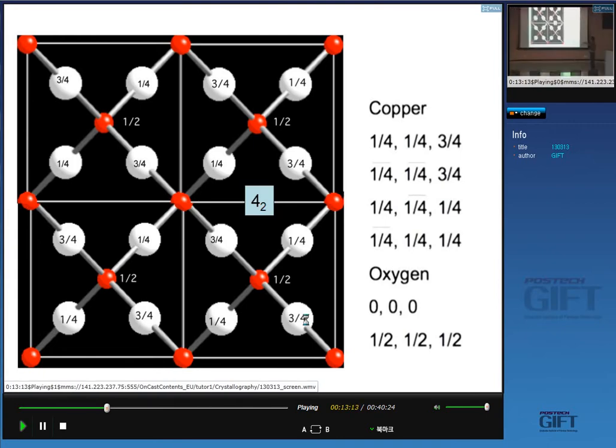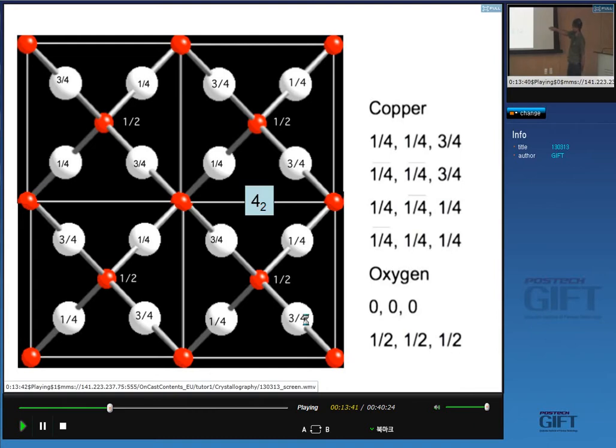So a fourfold screw axis is labeled 4_2, and 2 divided by 4 is a translation of 1/2. Is everyone happy with that? So rotate by 90 degrees and translate upwards by 1/2, and you end up with this point. Similarly, of course, this has to work for all the atoms.